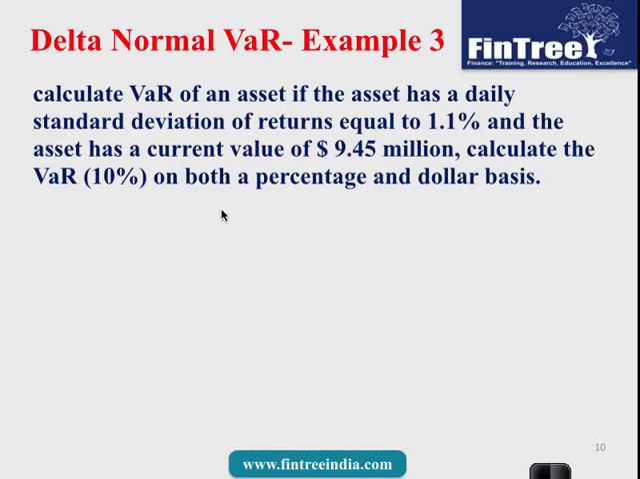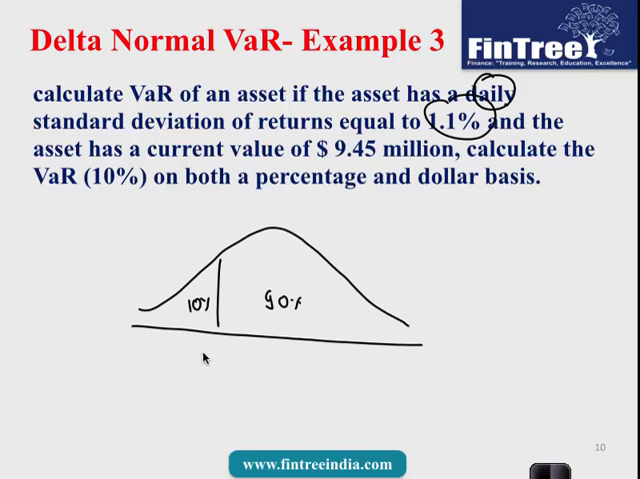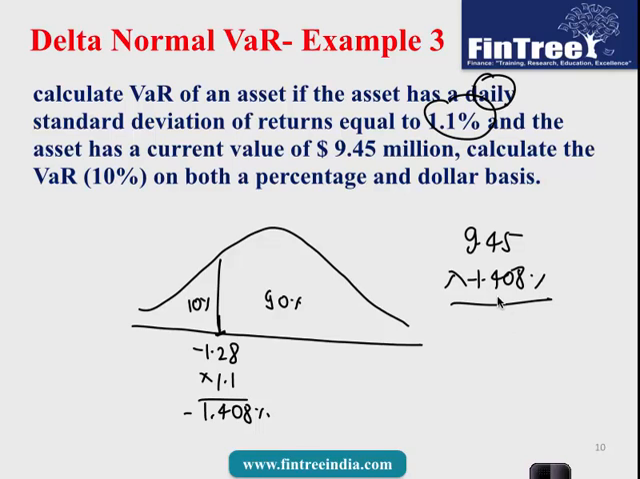Let's do it fast now. What is the Z value now? Z value minus 1.28, and this we will multiply with 1.1, that will be 1.408 percentage, and in amount it would be 9.45 into 1.408% negative, which is 13056 dollars.